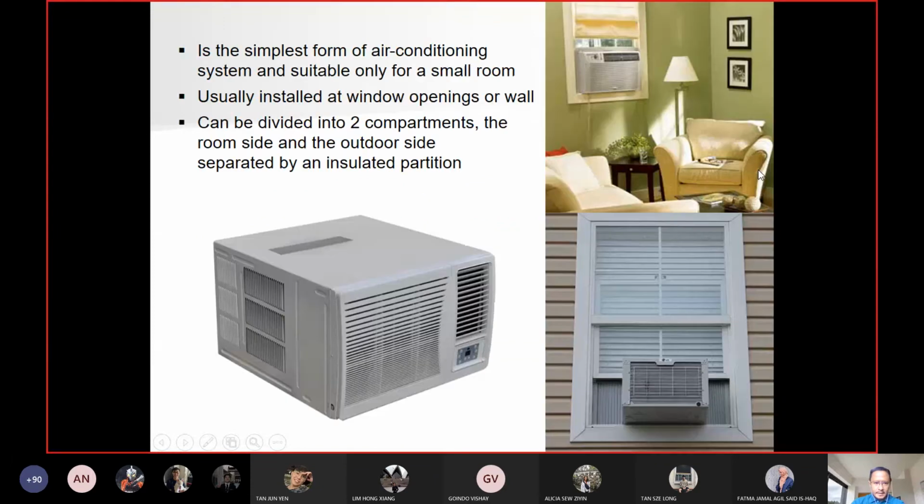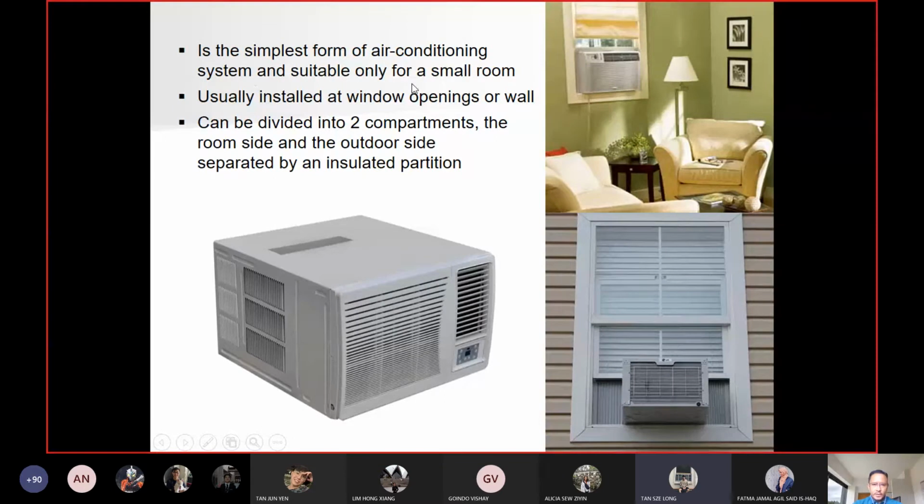First one is the room air conditioner. It's the simplest form of air conditioning system. I'm not sure if you have seen this, but I think it was quite popular in the 80s, early 90s and before. It looks like this. Everything comes in one oven shape. Yeah, it looks like an oven, but it's not an oven. It's a window unit aircon. It comes in one package like this.